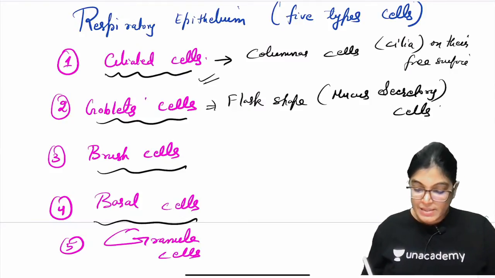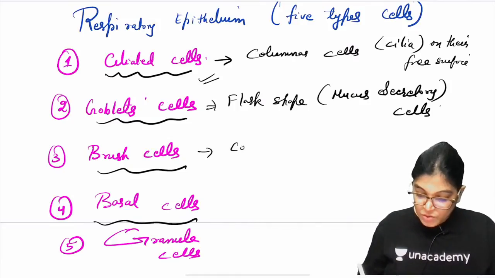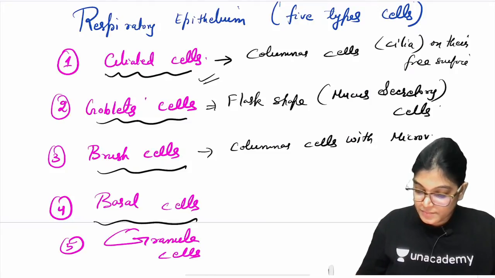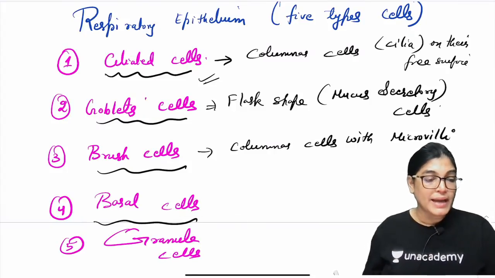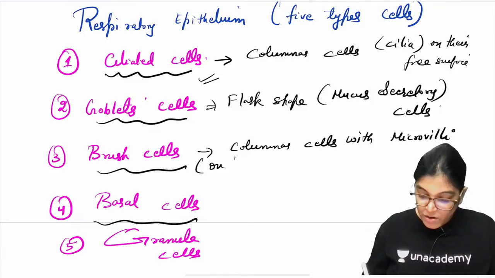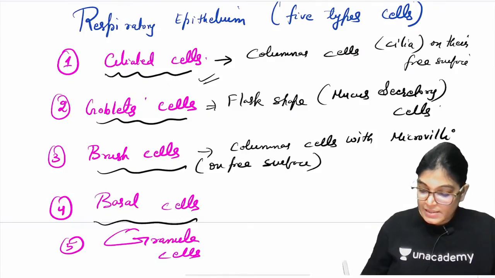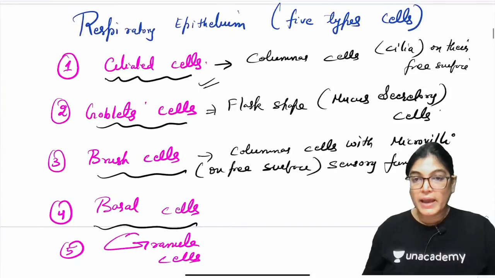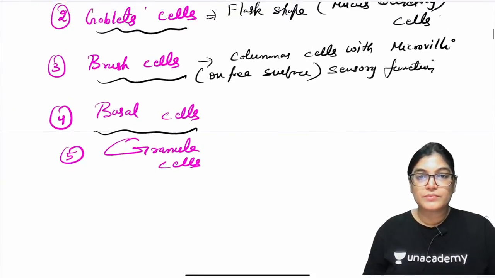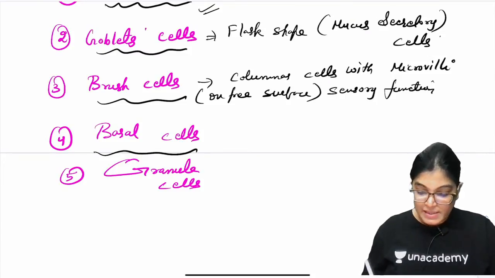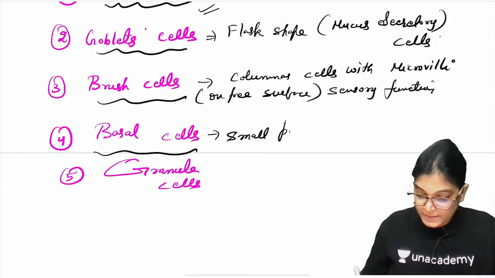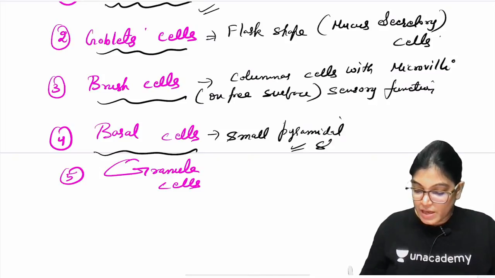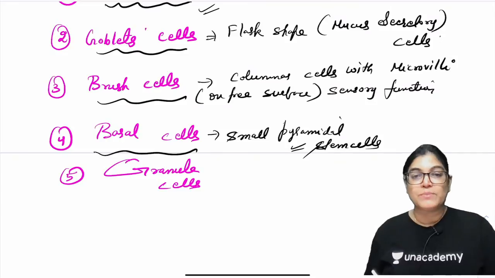What about brush cells? Brush cells are columnar cells with microvilli. The microvilli also lie on the free surface, and the function is sensory function. Okay, now moving further. Basal cells are small pyramidal cells. They do not reach the surface and they give rise to other cells, so they behave as stem cells.